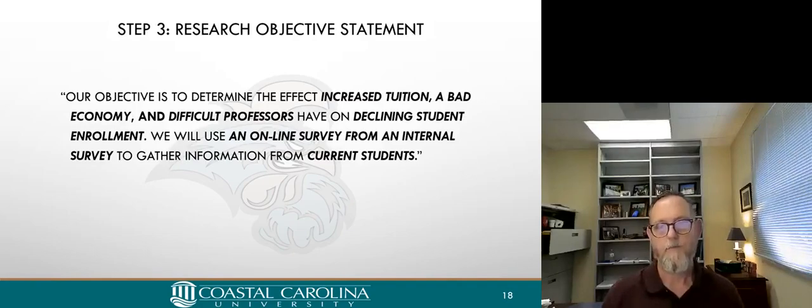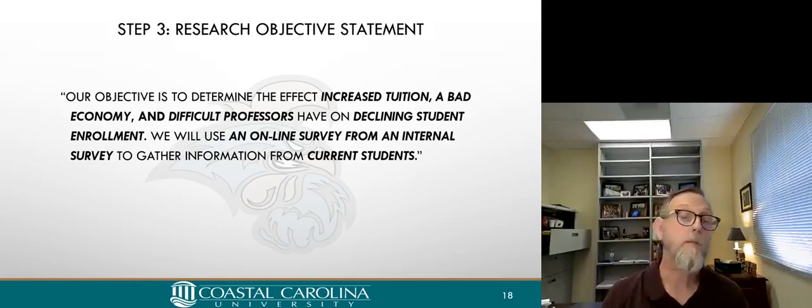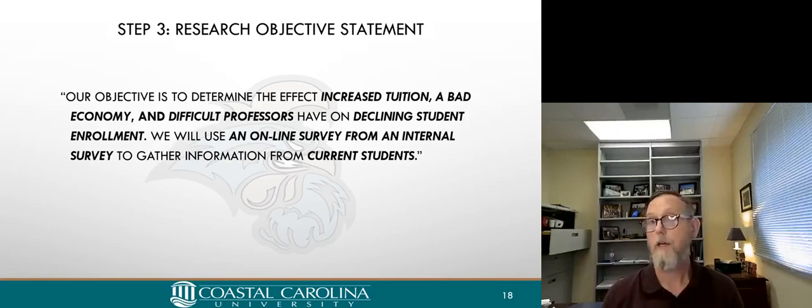And I'll give you an example here, just to continue on with this idea of a university. So the problem is declining student enrollment. Our objective is to determine the effects, and here are some reasons why we might have declining enrollment. 1, increased tuition. 2, a bad economy. 3, difficult professors. Actually, it's not so much difficult professors, but a lot of times it's academic reputation. That's actually a key push that impacts enrollment.